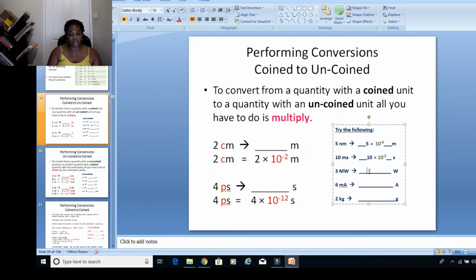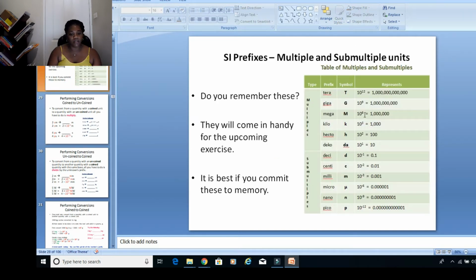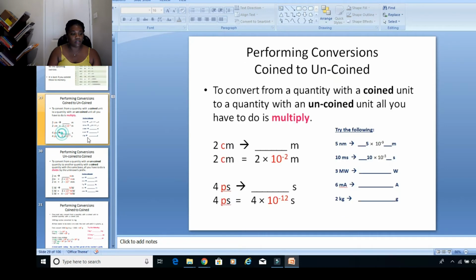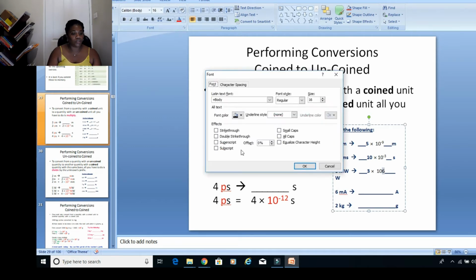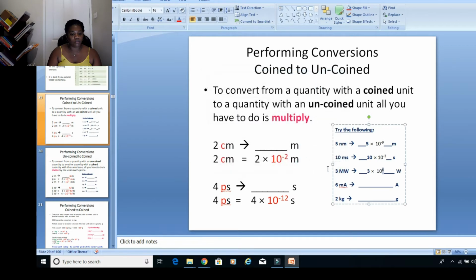And now we have here mega. So mega is equal to what? Mega is equal to 10 to the 6. And so you can just type it in. 3, control paste, times 10 to the 6. Great. I hope you are correcting your work as we go along.